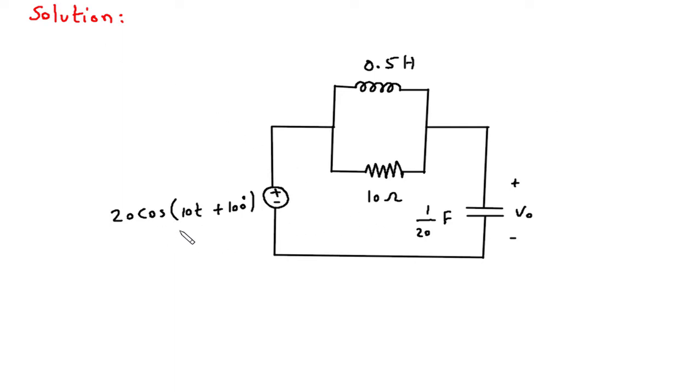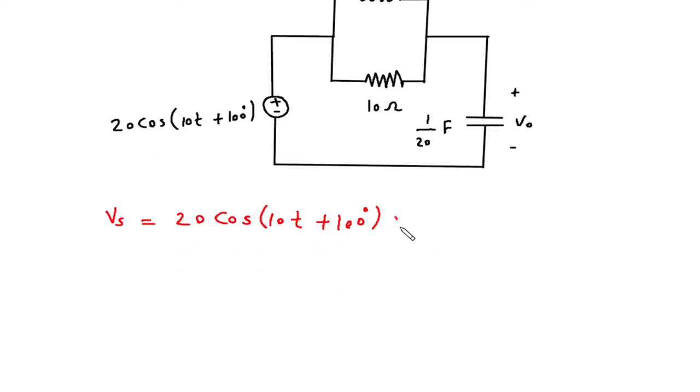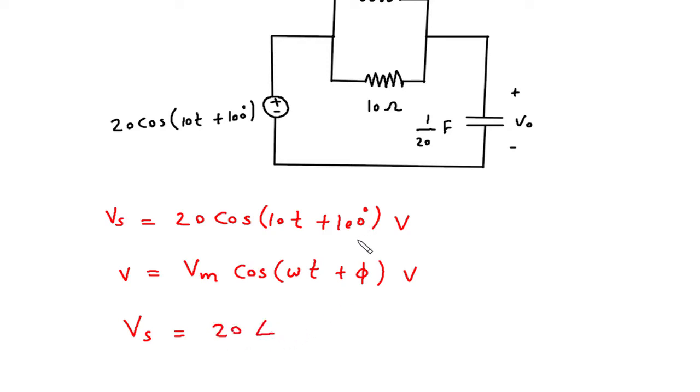Now here we can see, let's say this is Vs. So Vs is equal to 20 cos(10t + 100 degrees). The unit will be volt. We can compare this equation with v = Vm cos(omega t + phi) volt. So here we can see this Vm is 20, omega is 10 and phi is 100. So from this, capital Vs is equal to Vm at an angle of phi. So that will be 20 at an angle of 100 degree volt.